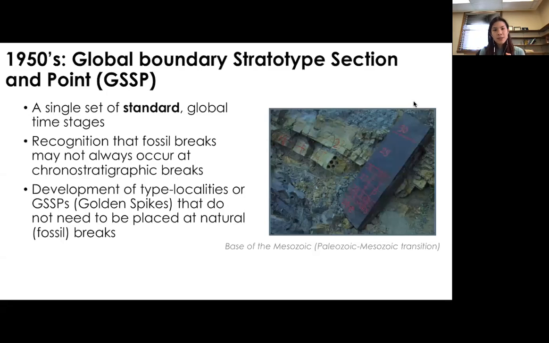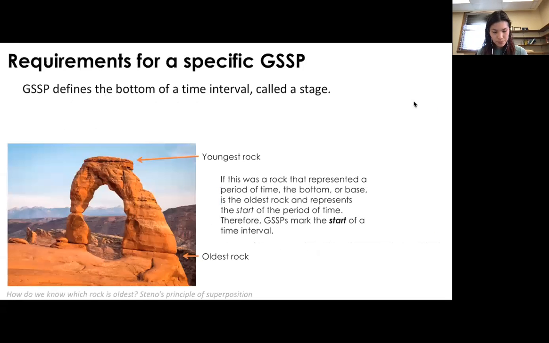And it also develops these type localities. So every time there is a division in time, there is a location on Earth that records that division in time, which we can reference back to in order to see what those changes are that bound the time periods. Right. So these GSSPs are going to define the bottom of a time interval called a stage.